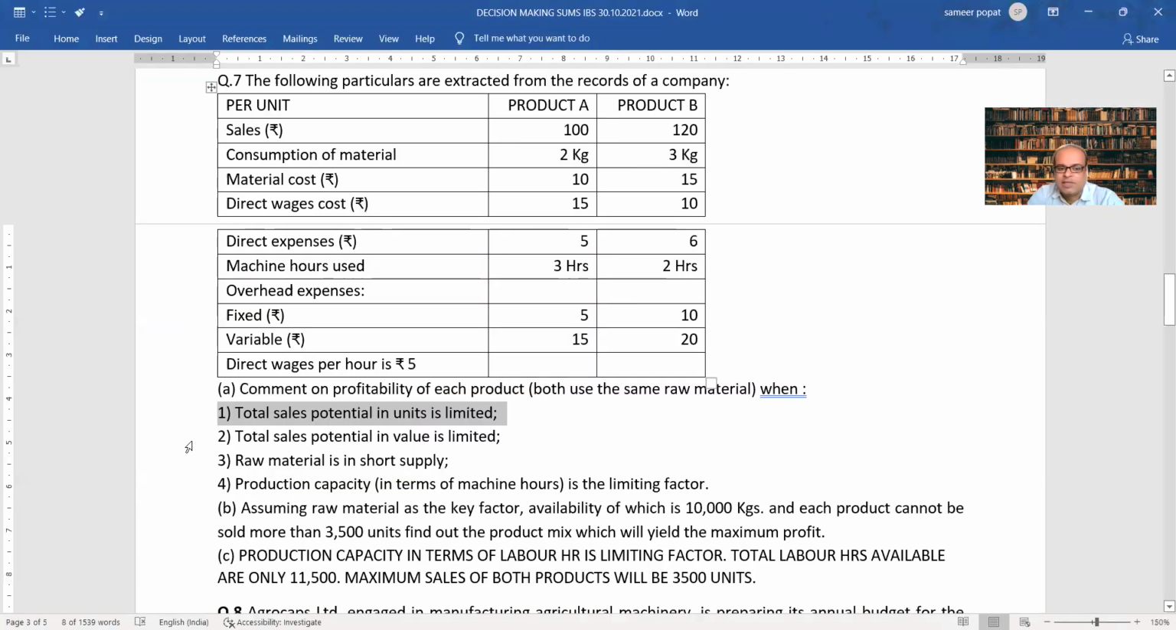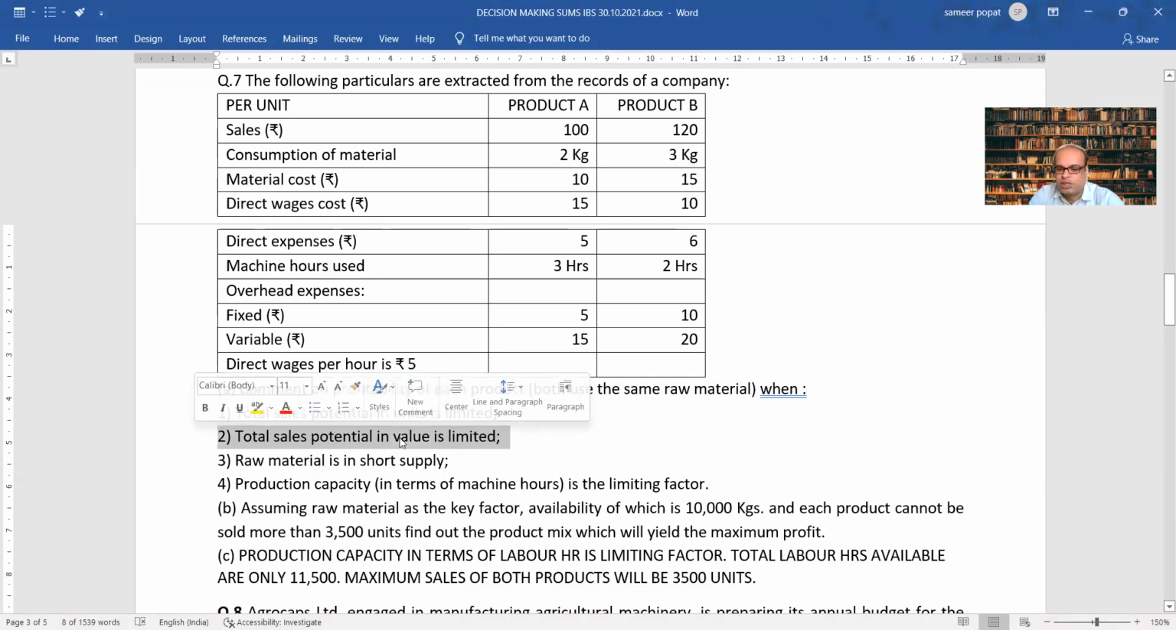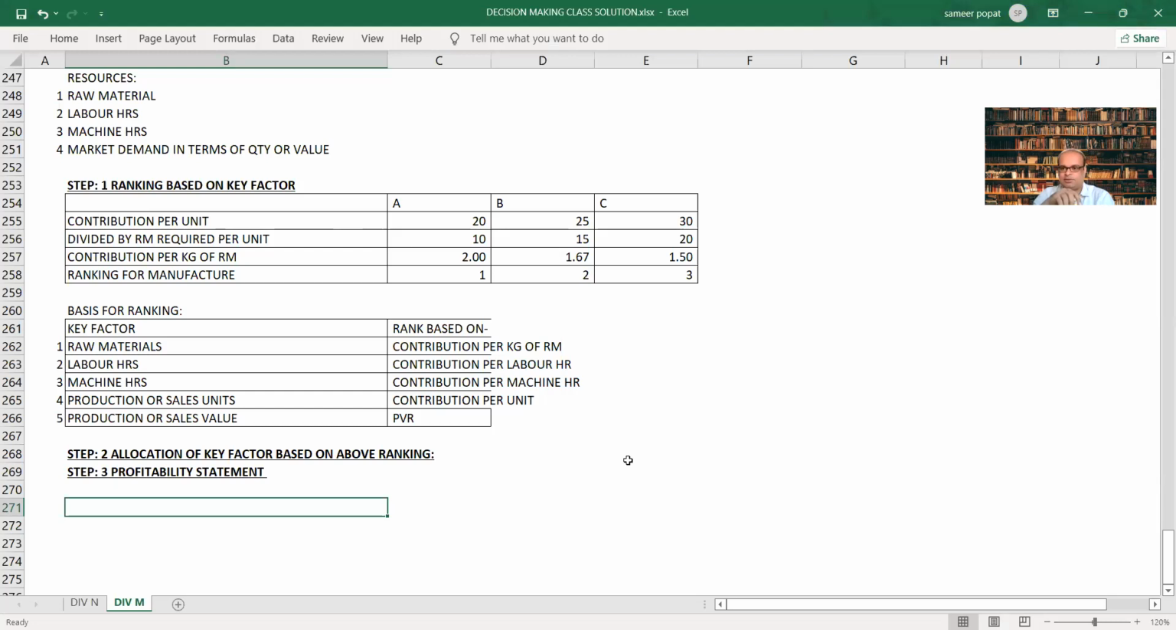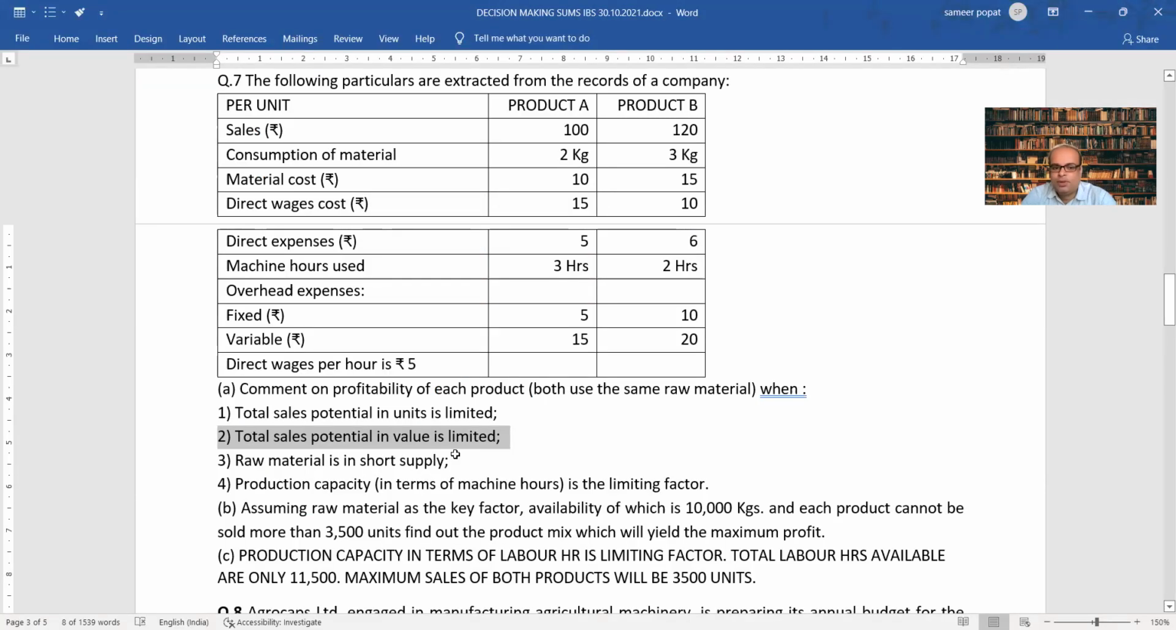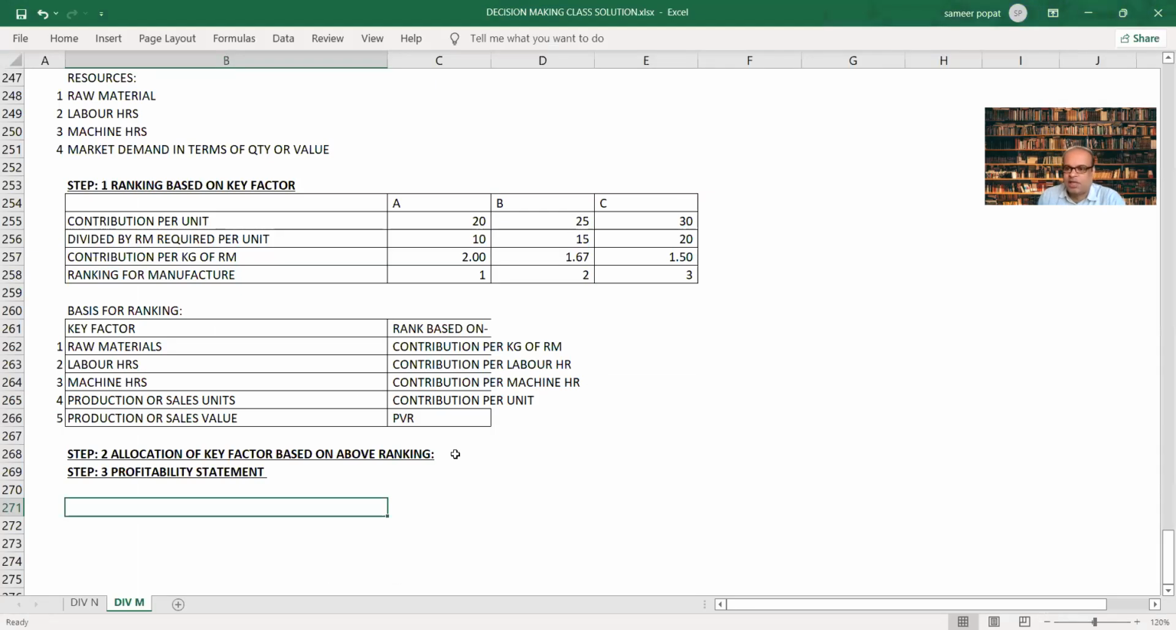Similarly, in the second case, sales potential in value is limited. So in that case, what should be the base? PV ratio. Perfect. PV ratio. Next, raw material is in short supply. Raw material is key. Contribution per kg of raw material. Perfect.